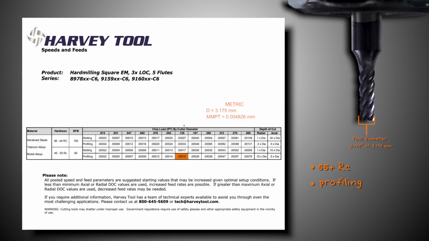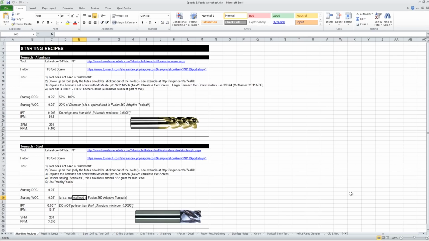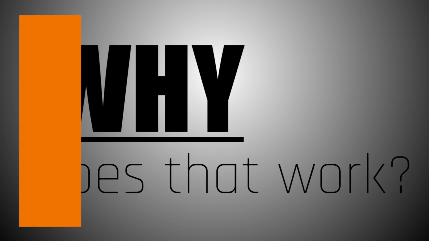That is incredibly low. You've seen us talk about speeds and feeds and starting recipes, and one of our cardinal rules on the chip load per tooth is don't go less than the absolute minimum of 0.5 thousandths feed per tooth. We're going 1/9. We're going under, well under half of that. Why does that work? I don't know.